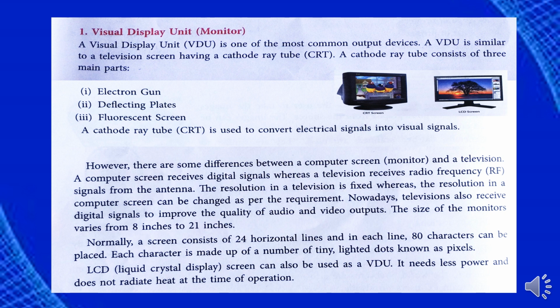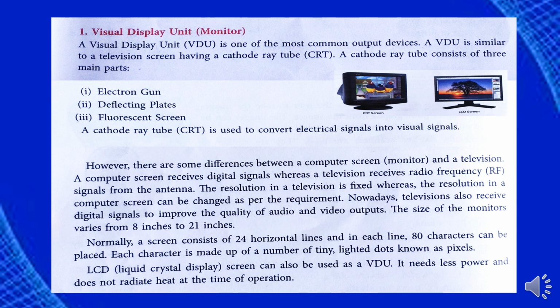A visual display unit is one of the most common output devices. A VDU is similar to a television screen having a cathode ray tube, that is CRT. A cathode ray tube consists of three main parts: electron gun, deflecting plates, and fluorescent screen. A cathode ray tube is used to convert electrical signal into visual signal.